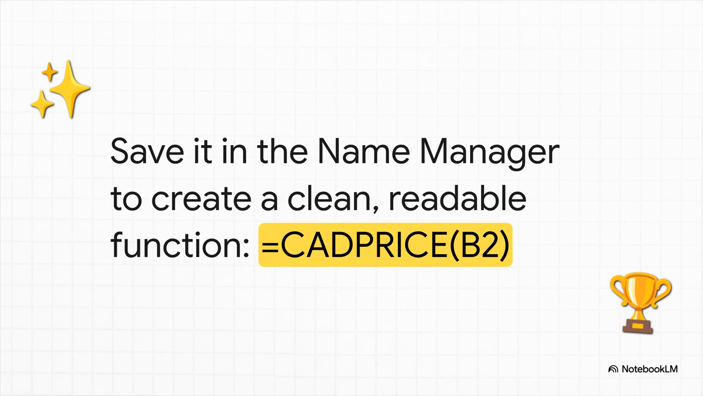Step 3, name. We copy that Lambda formula, go into the Name Manager, and create a new name. Let's call it CAD price. We paste our formula in, and look at that result. All that logic is now tucked away inside this beautiful, clean, readable function. Equals CAD price B2 is just so much easier to understand than the original calculation, isn't it?